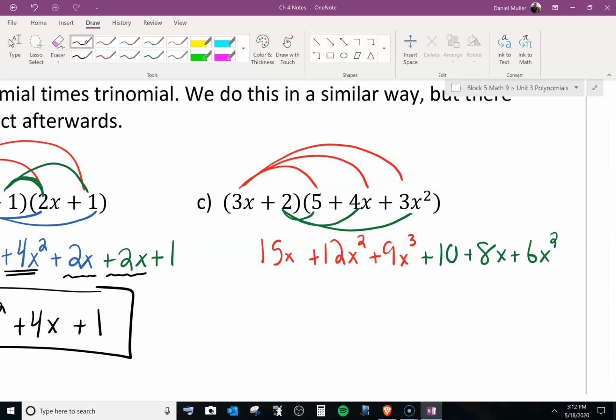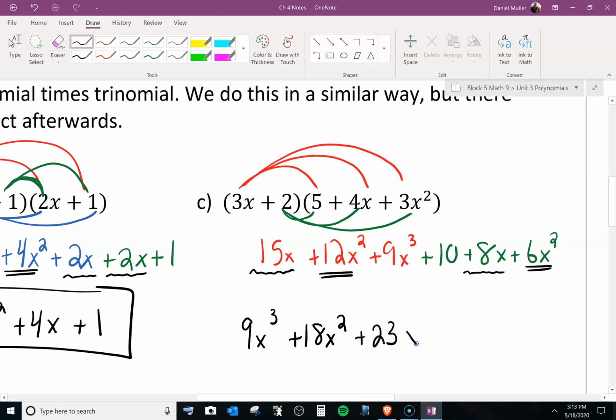So we're going to want to put things in order. So there's only a 1x cubed. There, it's a 9, so we'll do a 9x cubed. Now, how many x squareds are there? There's 12 and 6. Okay, so 12 plus 6 is going to be 18 x squareds. And how many x's? I got 15 and I got 8. So 15 and 8 is 23 x's. And then lastly, I have my constant, which is a plus 10.